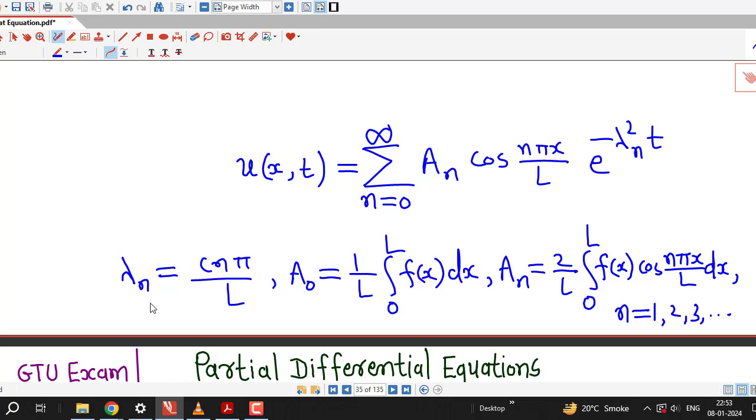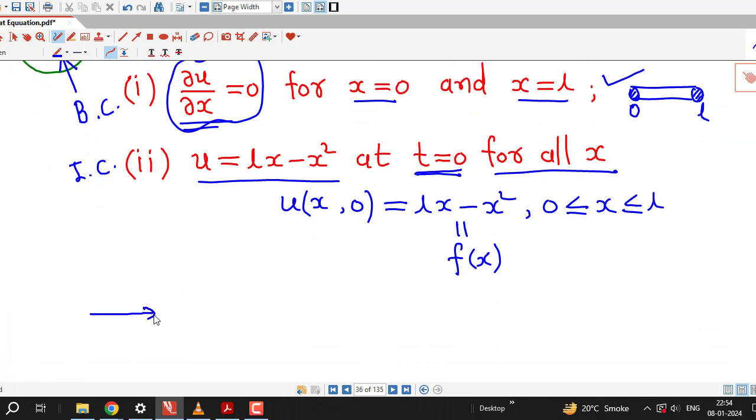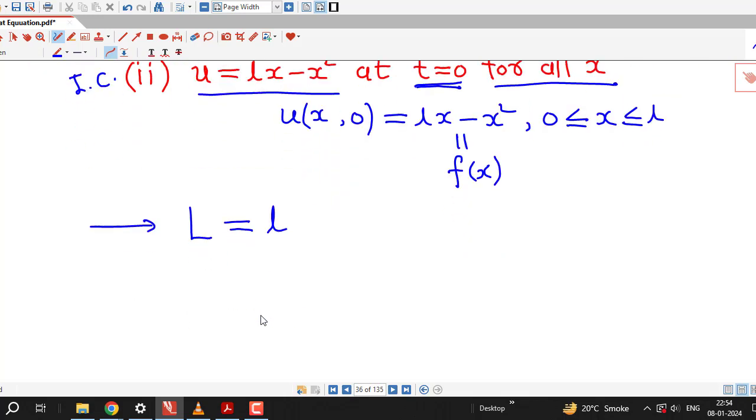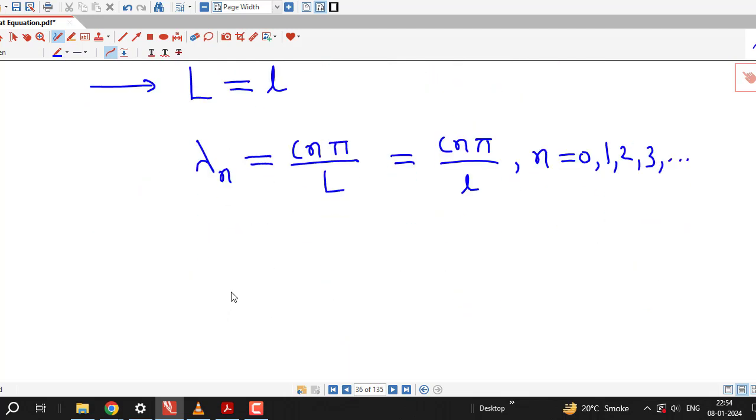So all we have to do is find out all these values and then substitute them in this formula. And first we note that here length is given by small l, so we will replace capital L by small l in that formula. Lambda n is given by c n pi divided by capital L, here capital L is small l, so this is lambda n for n equal to 0, 1, 2, 3 and so on. And then we have to find out the value of a0.